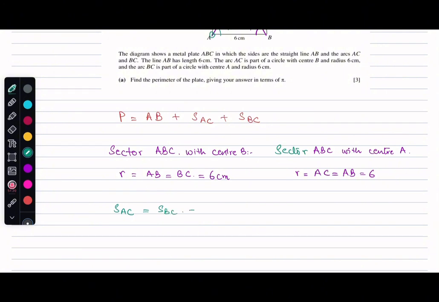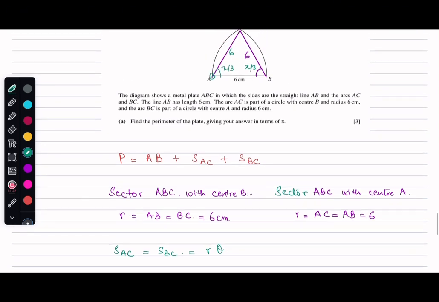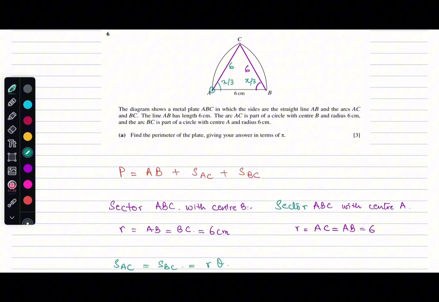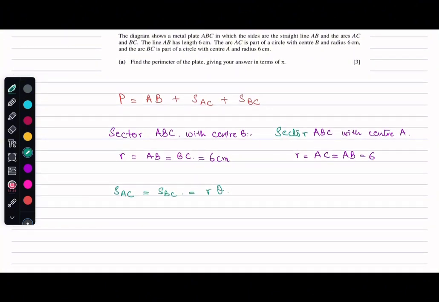Therefore, I can say that this is equal to r theta. The theta value here is pi by 3, as decided earlier. Therefore, I can now say that my radius value is 6, so 6 times pi by 3 is going to be 2 pi. This is going to be the arc length for AC as well as the arc length of BC, which shall be equal to 2 pi here.